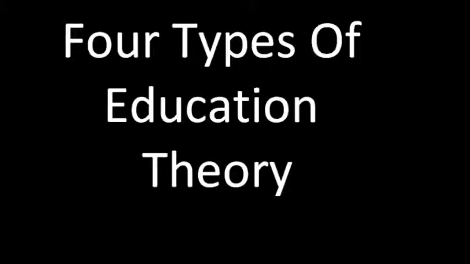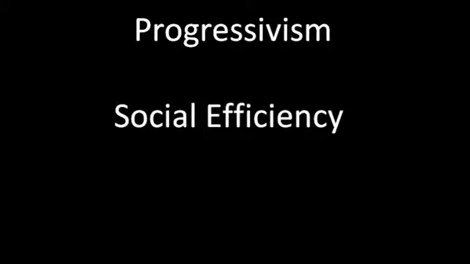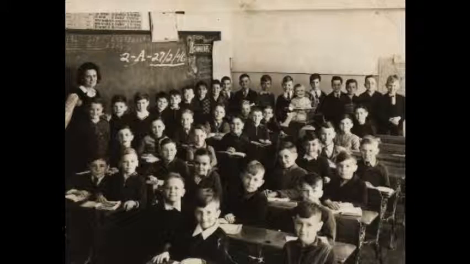Basically, there are four types of education theory. There's progressivism, social meliorism, social efficiency, and humanism. I'll mainly just be talking about progressivism and social efficiency. First is social efficiency. This is probably the oldest model of education and probably the one you're most familiar with.